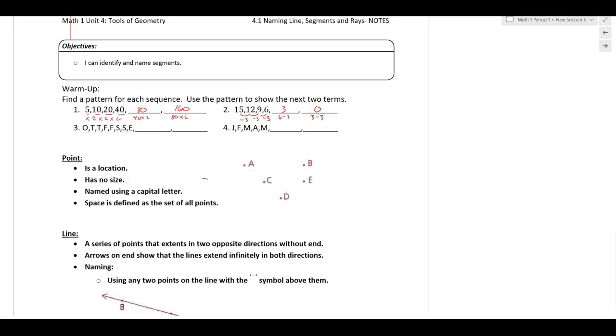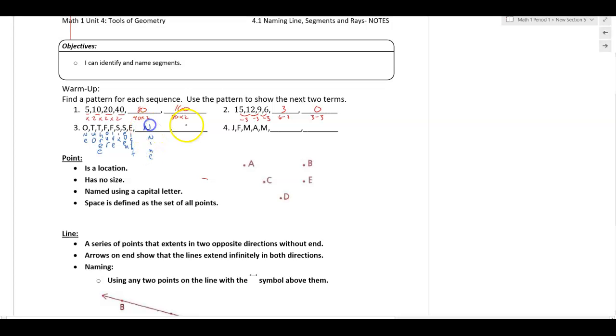Now the next two, these two always crack me up because people get so frustrated with them. And when I look at number 3, O-T-T-F-F-S-S-E, I always give the hint of Count Dracula, because what this is saying is 1, 2, 3, 4, 5, 6, 7, 8. So the next 2 terms would be 9.